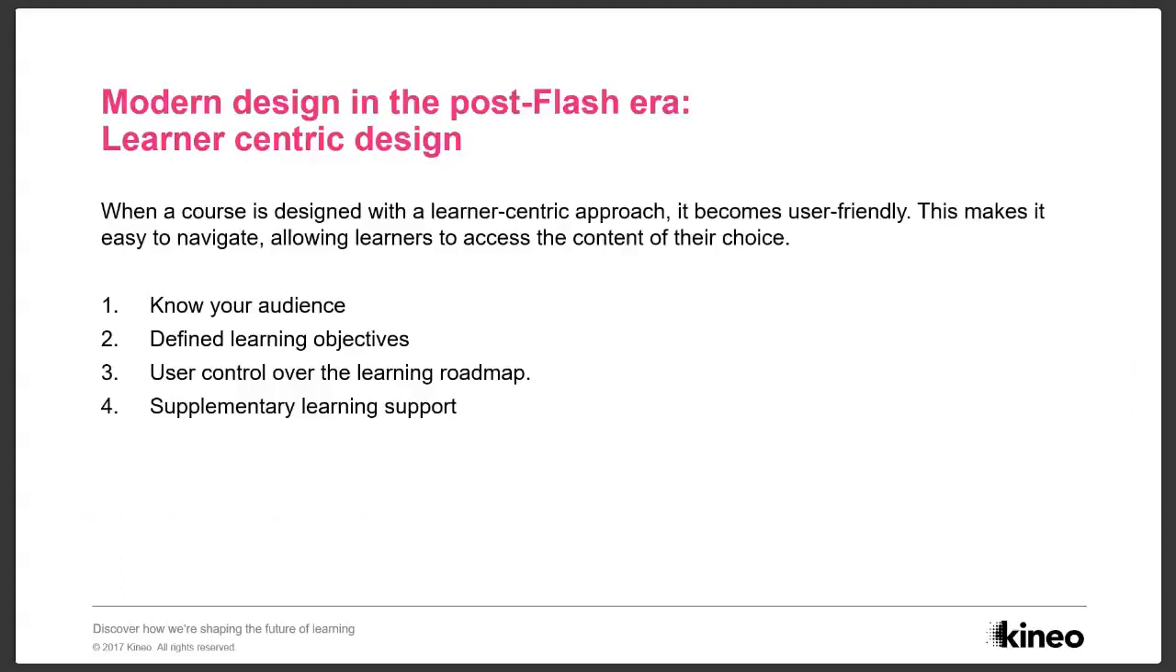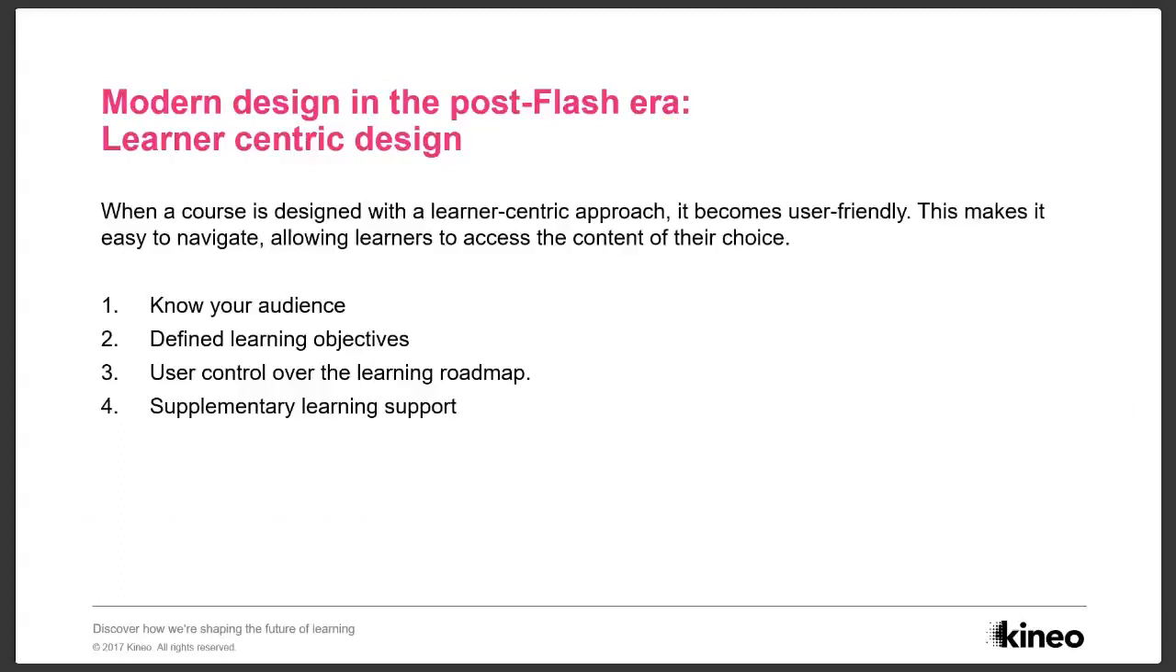A good example is where a particular course shows multiple roles, but those roles might not be useful to that particular learner. So if a learner could choose what they want to learn, that would be really good.